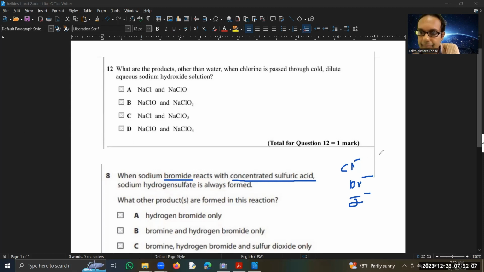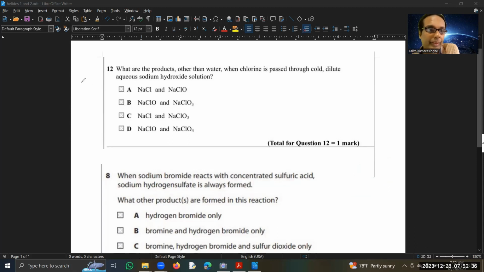Chlorine is a pale green gas. That's chlorine. Bromine is a red-brown liquid. Iodine, that's the element. At room temperature, iodine is a gray-black solid, but iodine can sublimate into a purple vapor.